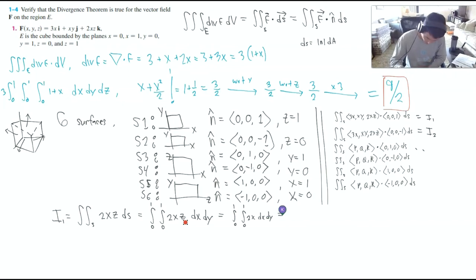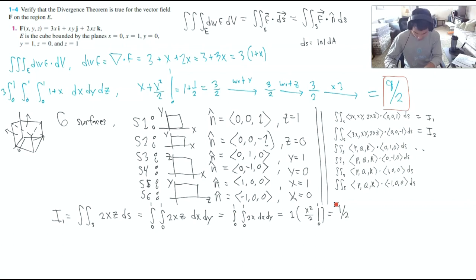Now what does it become? It's going to be 1 times x squared over 2 from 1 to 0, which is just going to be 1/2. So the flux going through this surface is 1/2. Okay, 1/2, whatever units that is, that's going through that surface. Okay, that's a simple answer.